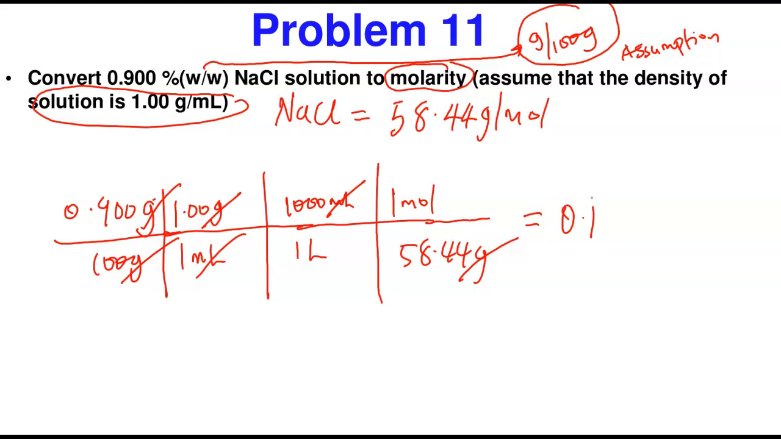So let me put this in my calculator. 0.900 divided by 100, times 1,000, divided by 58.44. It's going to give you 0.154. Okay, let me just first of all put it in moles per liter before I say molar. So this is moles per liter, or 0.154 molar, in capital.